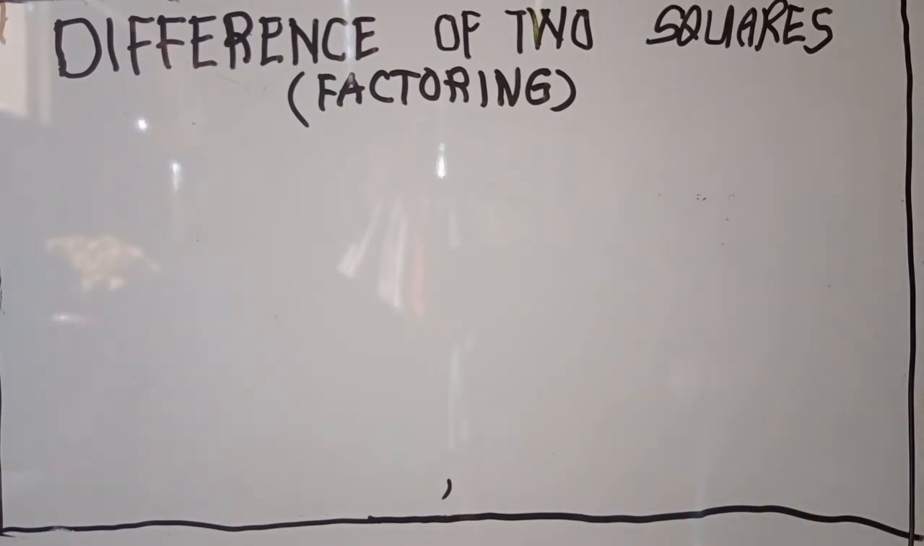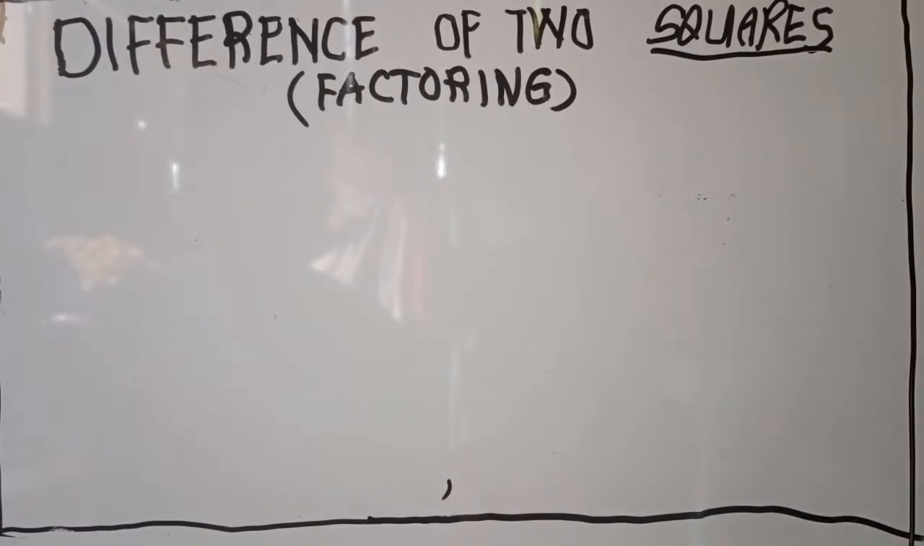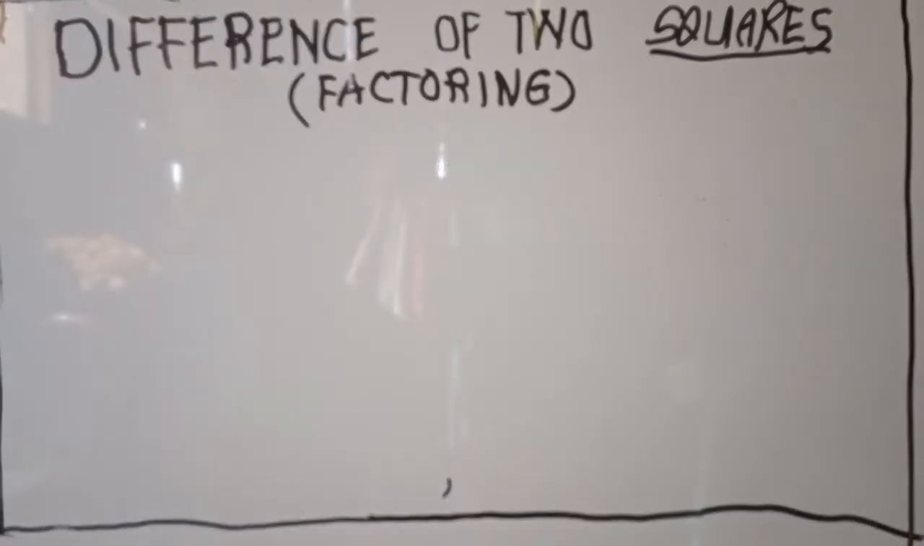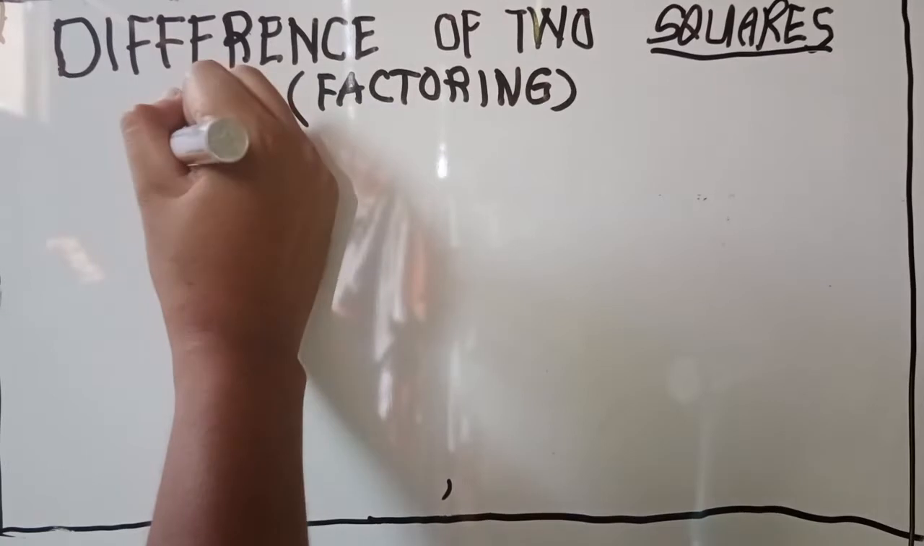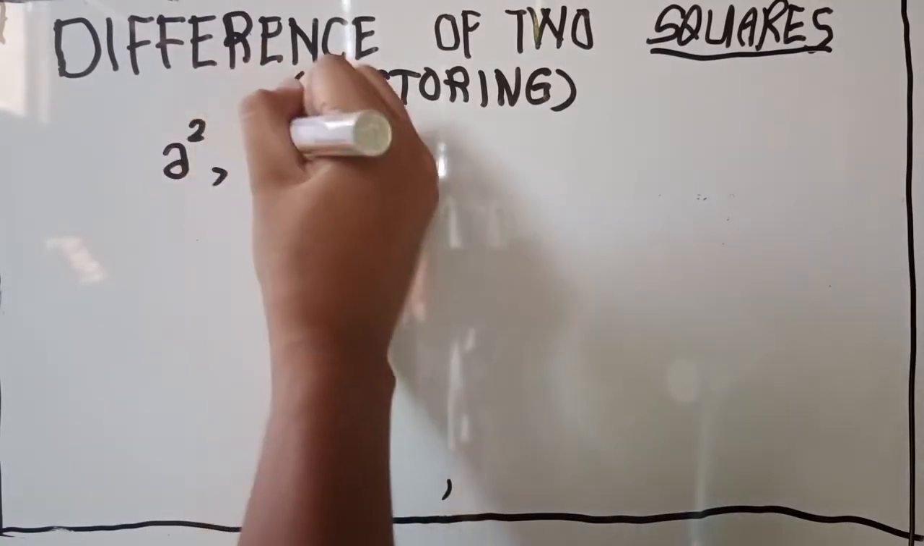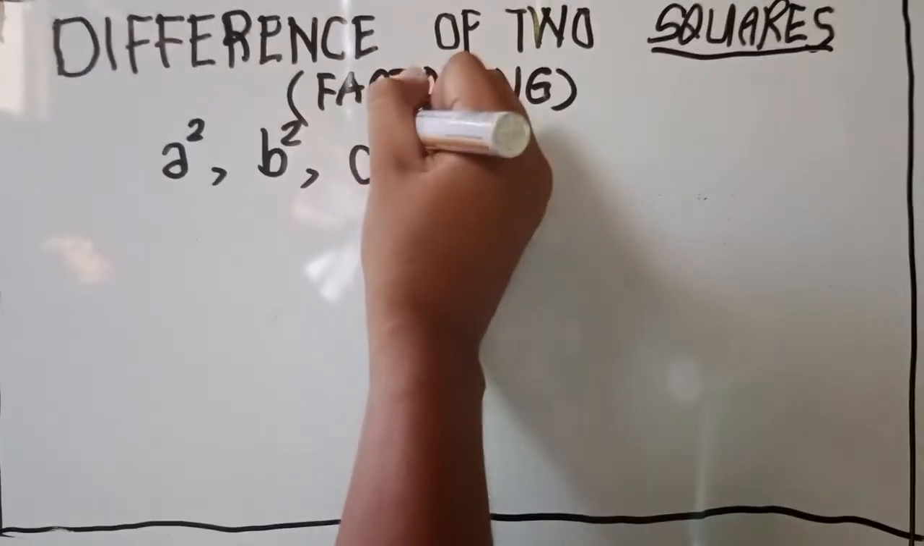So in this video, we are going to talk about factoring difference of two squares. But before that, what does this word mean first? When we talk about square, that's an expression that has a square root. So when we extract the square root of that, it really has a square root. Say for example, a squared, b squared, or c raised to the power of 4.